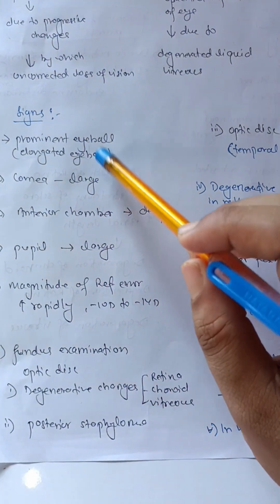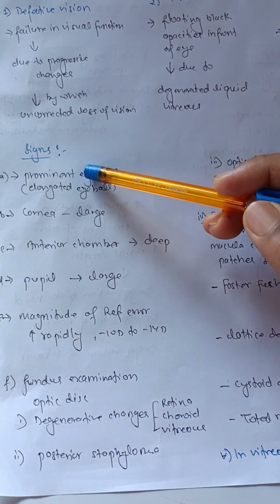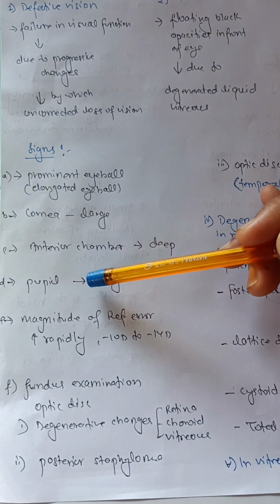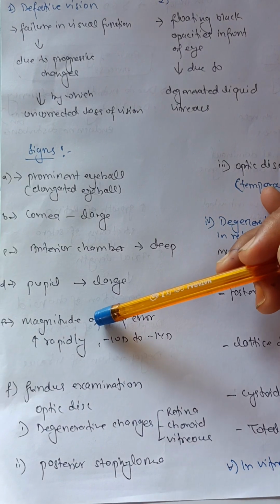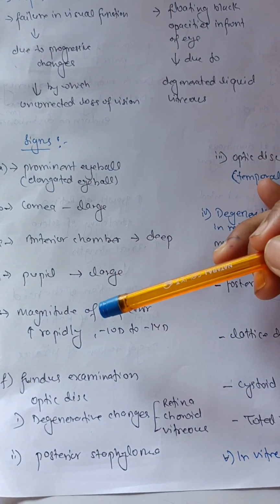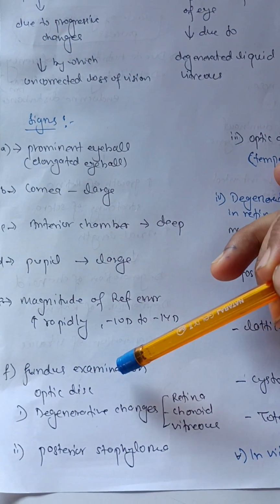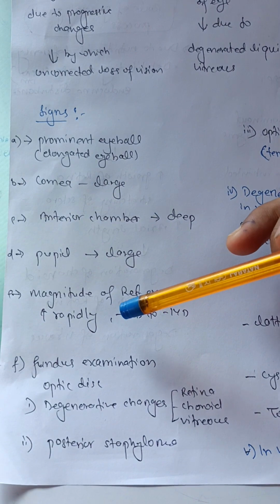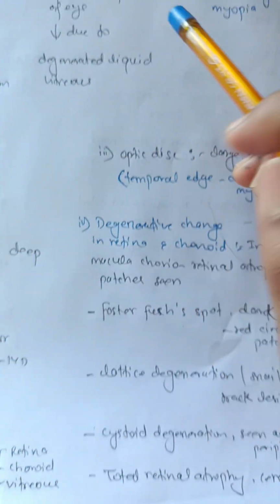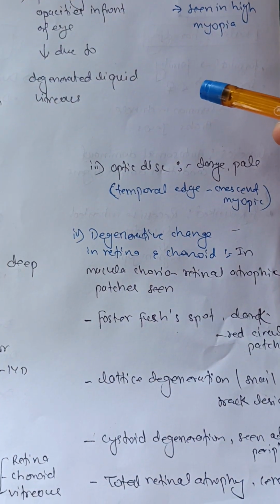And talking about signs, there is prominent eyeball, that is elongated eyeball, cornea is large, anterior chamber deep, pupil large, and magnitude of refractive error increases rapidly, 10 diopter to 14 diopter. Fundus examination: in optic disc and degenerative changes in retina, choroid, and vitreous, and posterior pole also. In optic disc, a large pale temporal edge myopic crescent is seen.